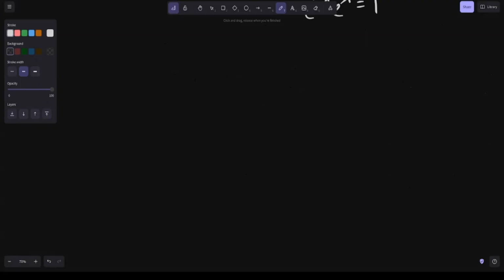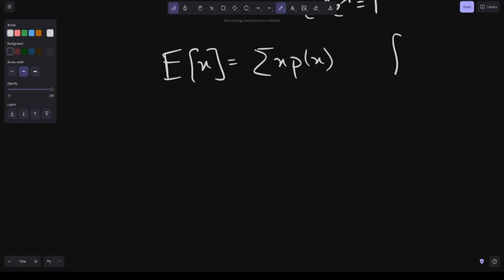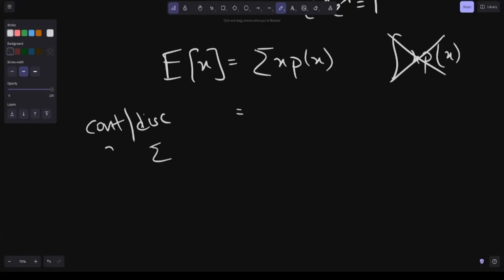So the expectation is what? Summation of x p(x) or integration of x p(x), whichever. I am going to consider this to be discrete right now. You have to realize something: everything will either be a continuous thing or a discrete thing. If it is a discrete thing, do a summation. If it's a continuous thing, do an integration. The answer is going to come out the same.